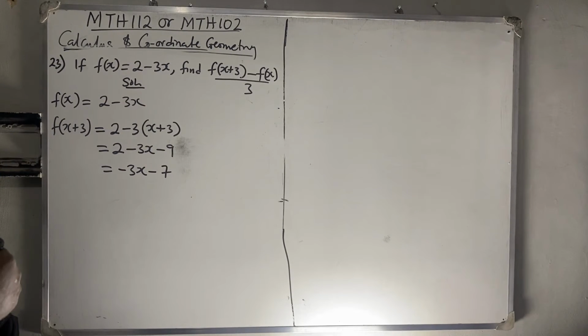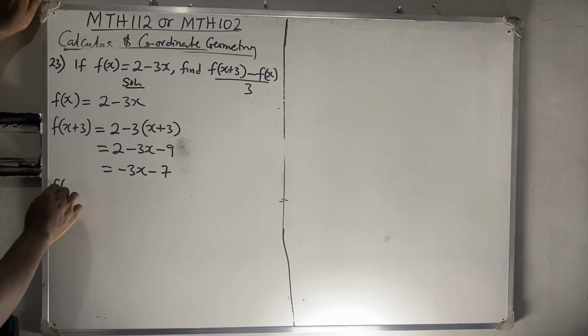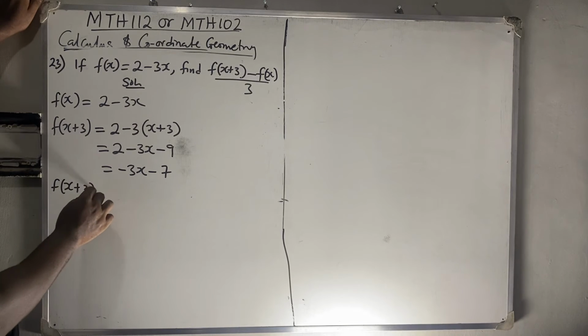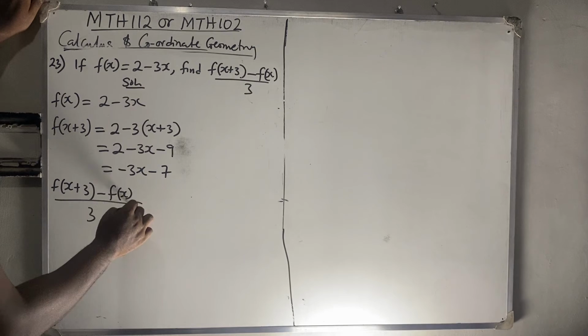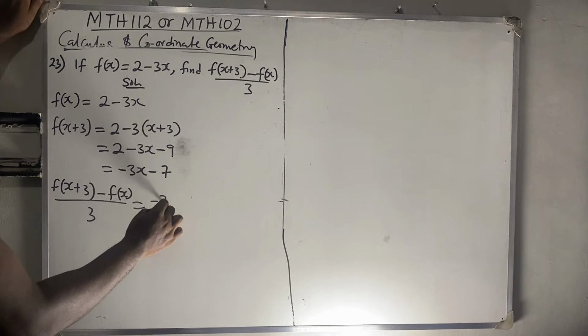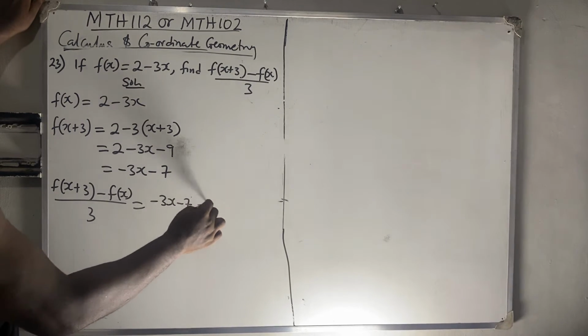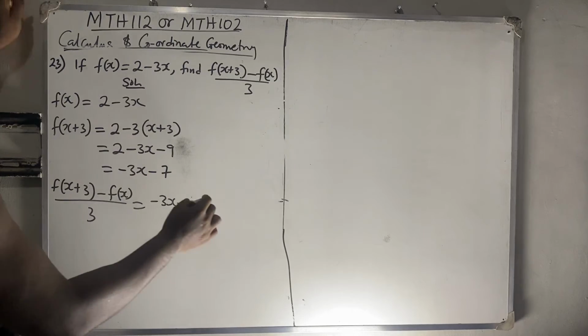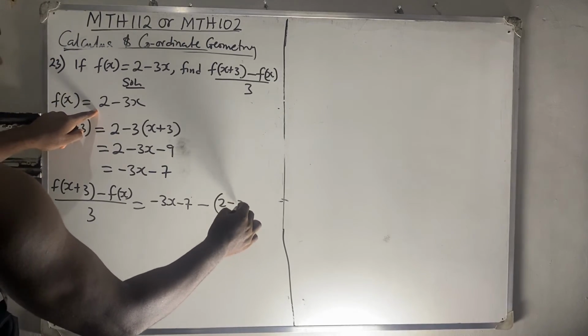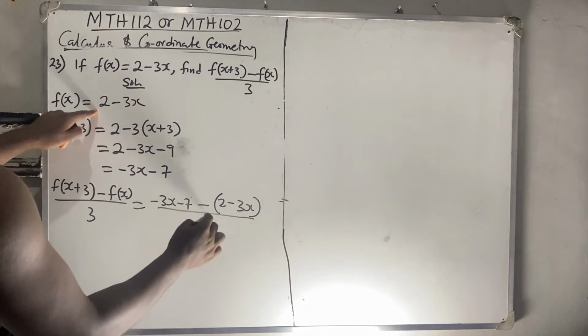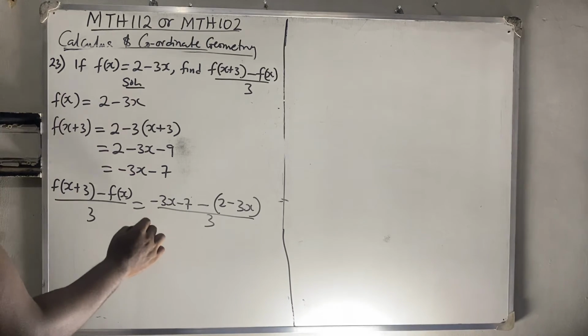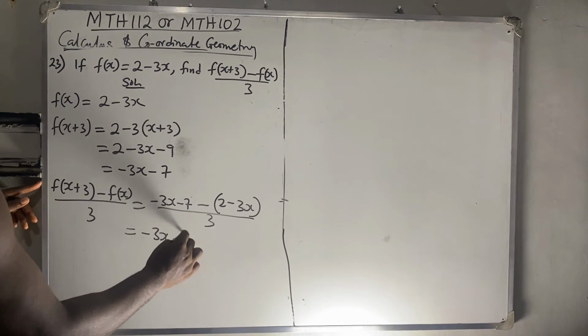Okay? So now, we are asked to find f of x plus 3 minus f of x, all over 3. So this is equal to this one first, minus 3x minus 7, minus f of x, which is what? 2 minus 3x, then everything divided by 3. So I'm having what? Minus 3x minus 7.